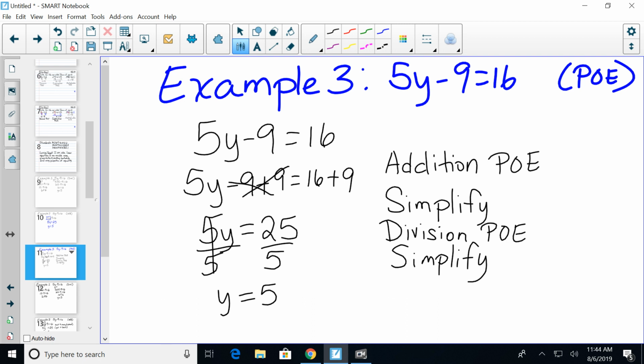So your learning target is to be able to use all 3 methods. That is guess and check, working backward, and using properties of equality. All right, any questions on the 3 methods? Now's the time to ask.